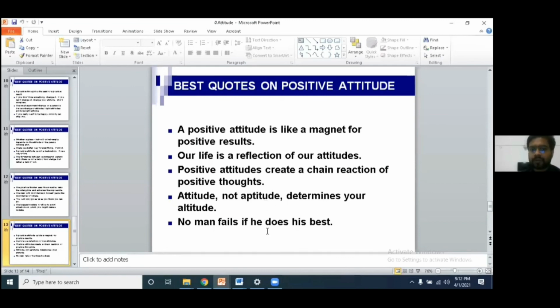No man fails if he does his best. That is very true. No man fails if he does his best. We never do our best. Whenever we do a work, we just do it because we have to do it. But if we think that the thing I do now, I do my best, then I never fail. Because whenever any person does his best, he never fails.